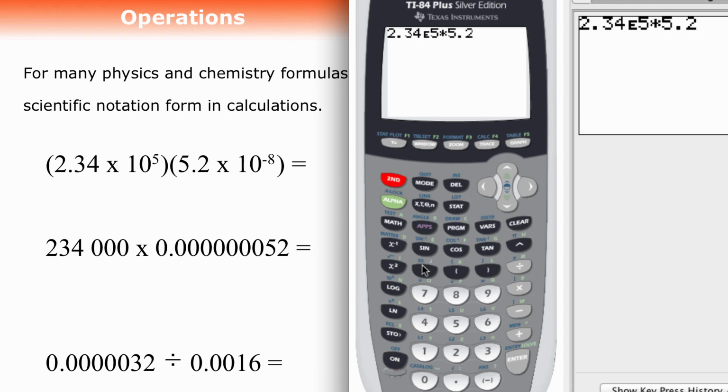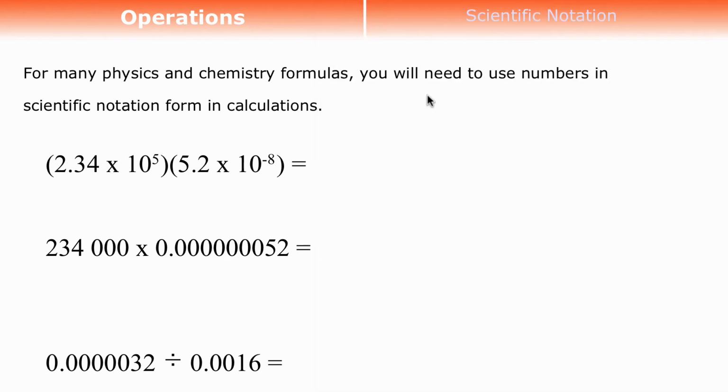EE, there's my EE button, to the minus 8. Okay, there's my product. I say go. So my answer is 0.012168. Let me write that down. 0.012168. So that's the number I got on my calculator.